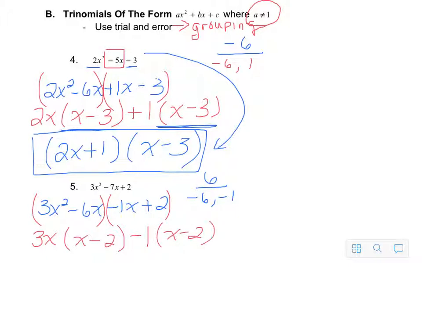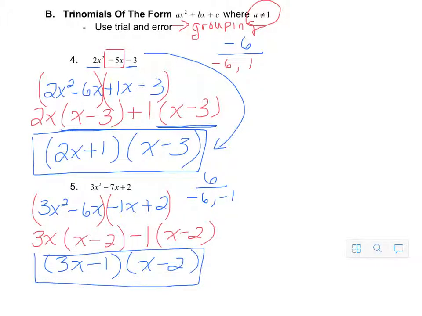Wow, that helped. So I'm going to put my GCFs together and get 3x minus 1 and bring down one common factor, x minus 2. And there's my factoring of that trinomial.